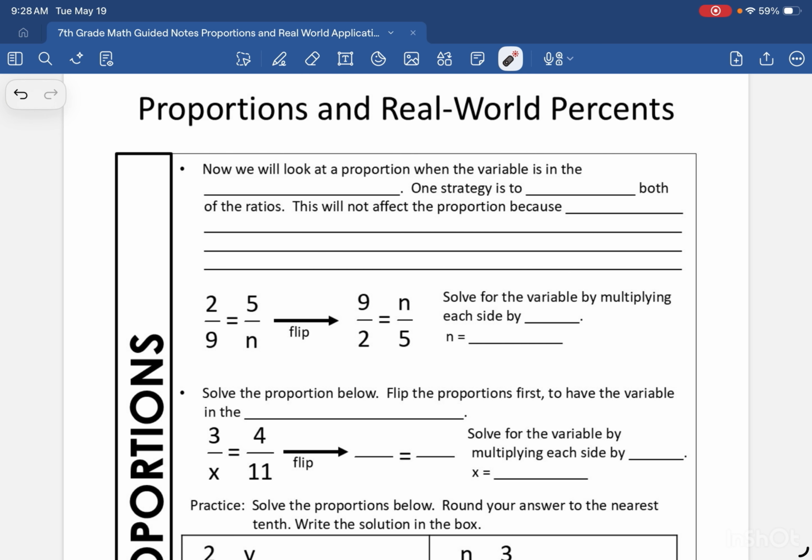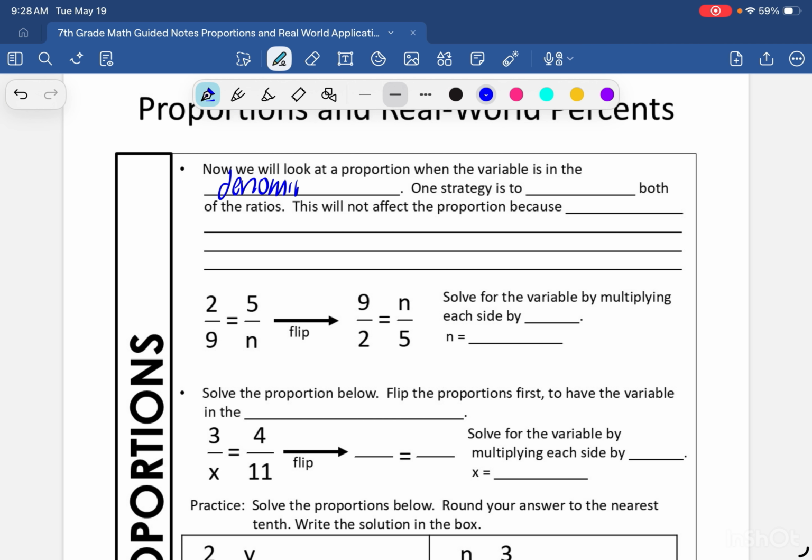Now we will look at a proportion when the variable is in the denominator. So the ones we just did, the variable was in the numerator. But what if the variable is in the denominator? One strategy is to flip both of the ratios. This will not affect the proportion because the horizontal and vertical factors will remain constant.